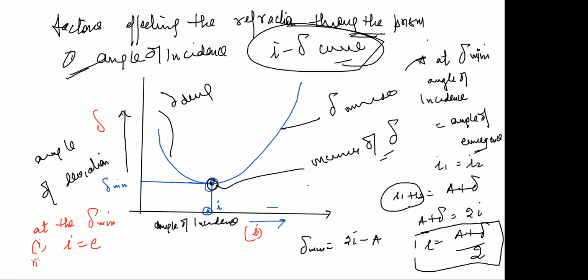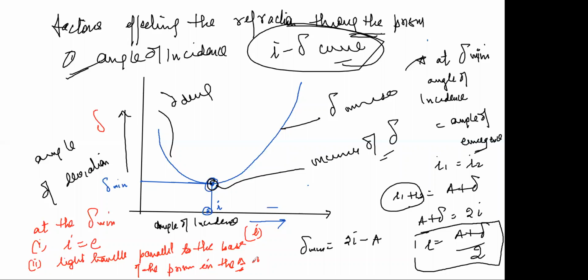The second point, light travels parallel to the base of the prism. In that triangle, now what triangle? If it is an isosceles triangle or an equilateral triangle.